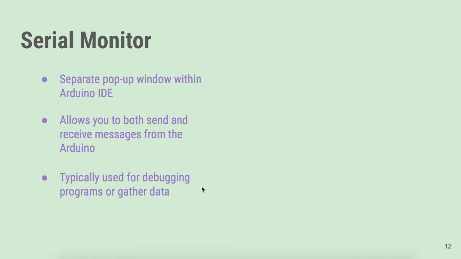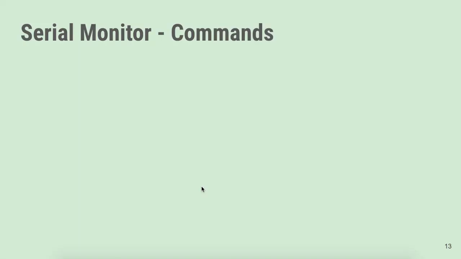It's typically used for debugging programs or gathering data, like I said. So a lot of times, if you're trying to take a reading from a potentiometer, or take a reading from an LDR to see the value, sometimes you'll use a serial monitor to get those readings and see if your circuit is built and your program is written exactly how you want it to work.